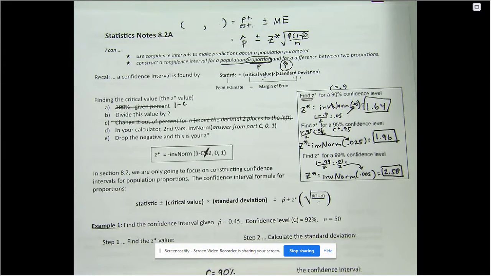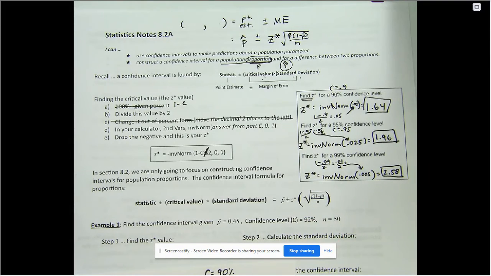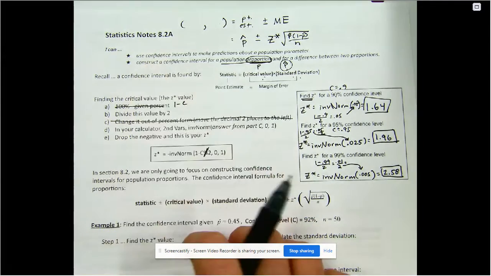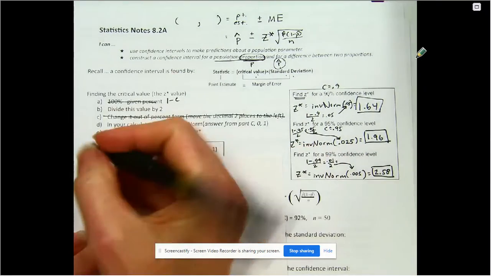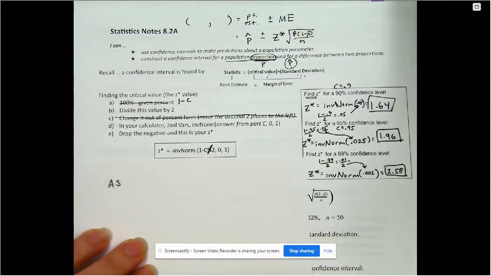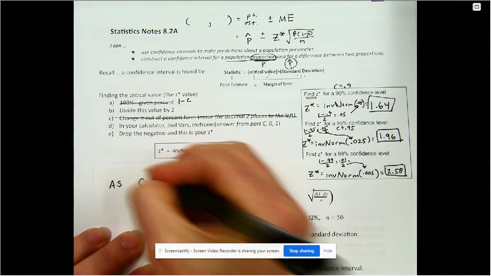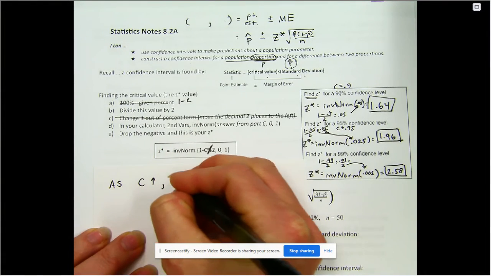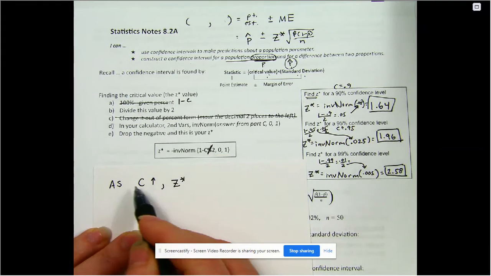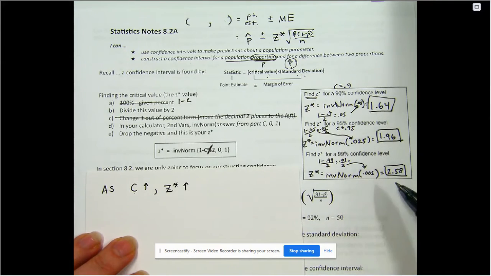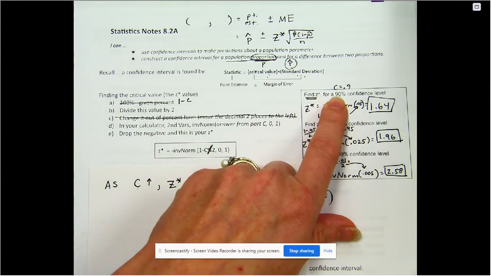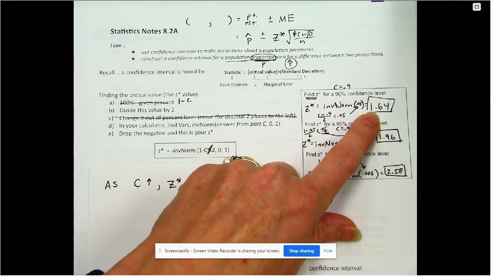All right, I'm going to stop here for just a moment to reinforce something that we learned in the earlier section. We learned in 8.1 that as confidence level goes up, as C increases, our critical value increases, though you didn't know what it was yet. And I want you to notice that this is happening. Watch this. When C equals 0.9, my Z star was 1.64.